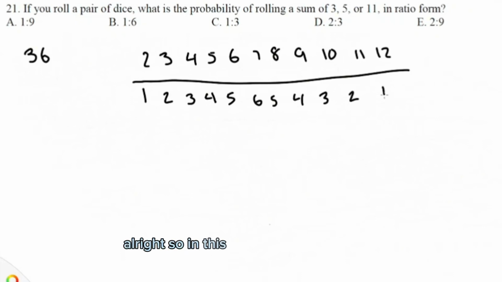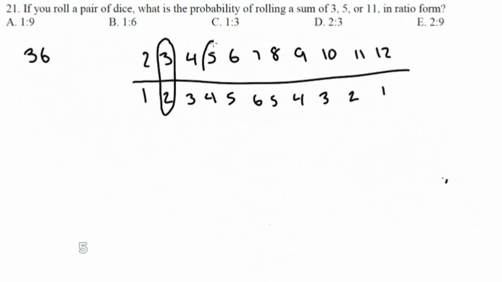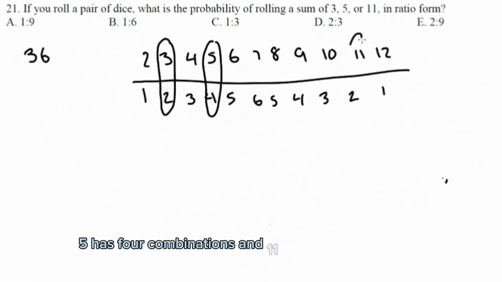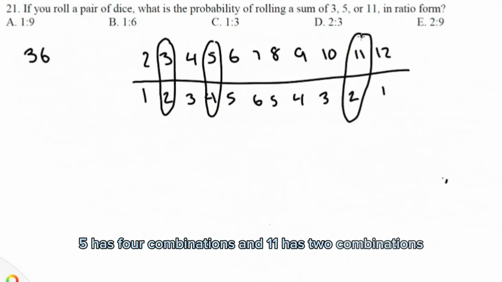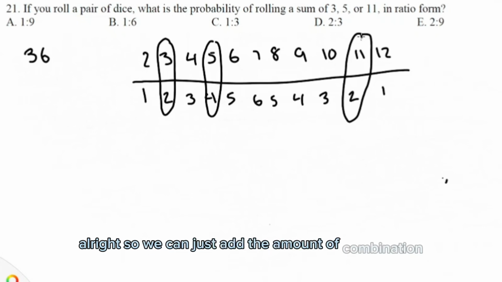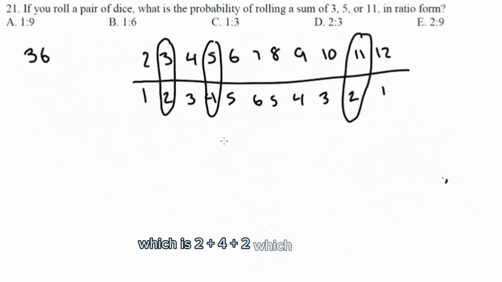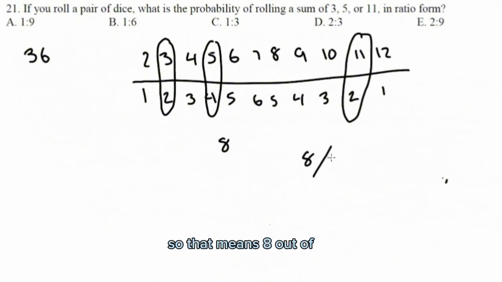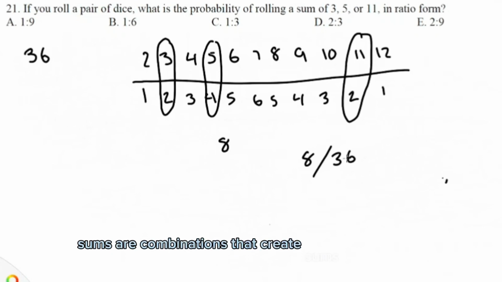Alright, so in this problem, they're asking what is the probability of rolling a sum of 3, 5, or 11. So we can circle those numbers. 3 has 2 combinations, 5 has 4 combinations, and 11 has 2 combinations. Alright, so we can just add up the amount of combinations, which is 2 plus 4 plus 2, which is 8. That means 8 out of 36 combinations create sums of 3, 5, and 11. So now we just need to simplify this and put it into ratio form.